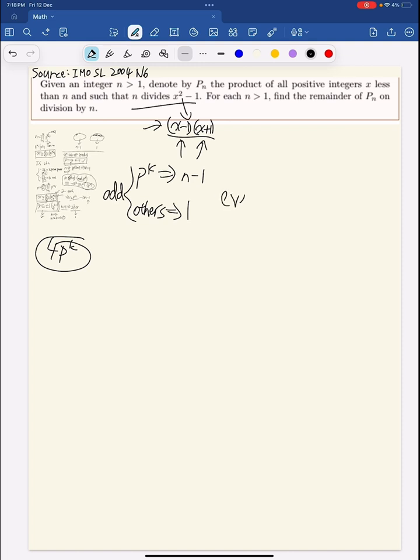Next, if it's even, we have 3 cases. 2 times p to the k, and others. Right now, there is a third case, 4 times p to the k, and we don't know. But this, we know it's n minus 1. This, we know it's 1. So, what happens with this?